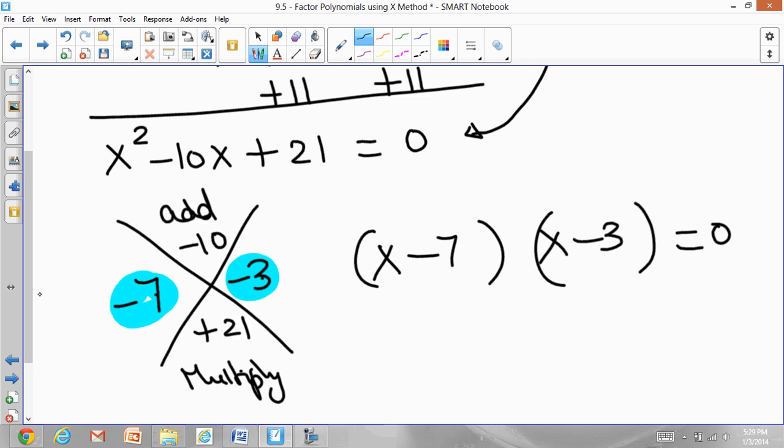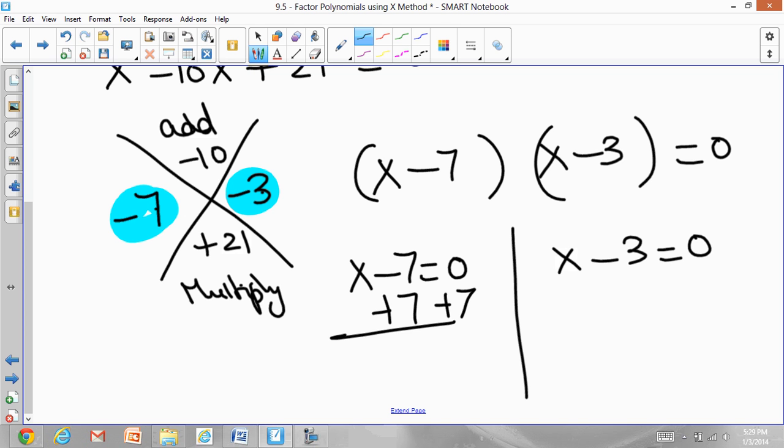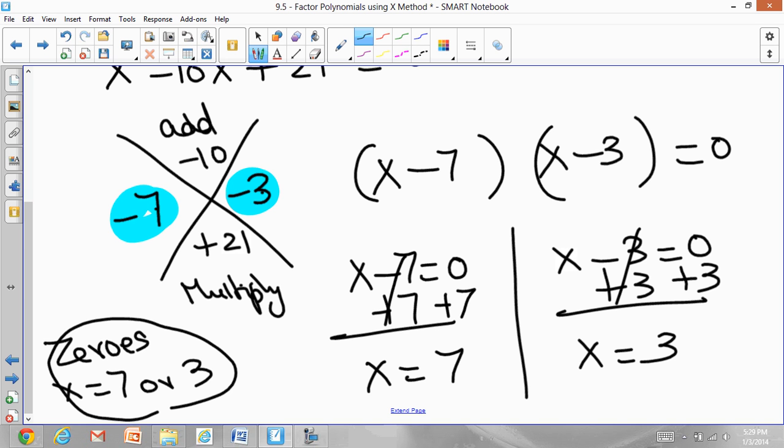So you need to find the zeros. So let's break it apart. x minus 7 is equal to 0. x minus 3 is equal to 0. Solve your one-step equation on both sides. You get x equals 7. You get x equals 3. So the zeros of the polynomial will be x equals 7 or x equals 3. This will be the final answer.